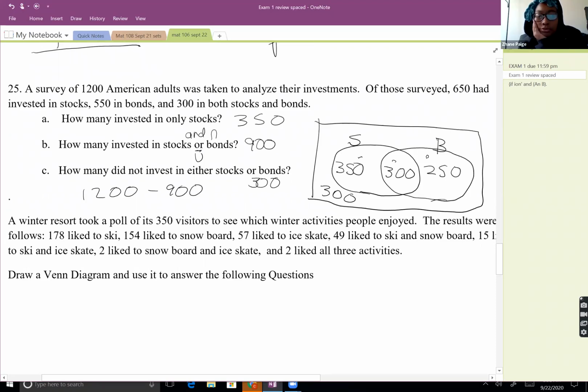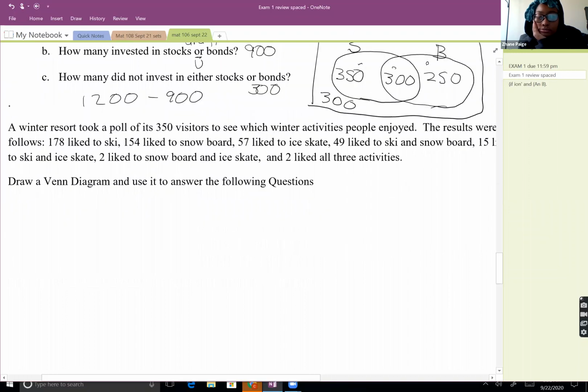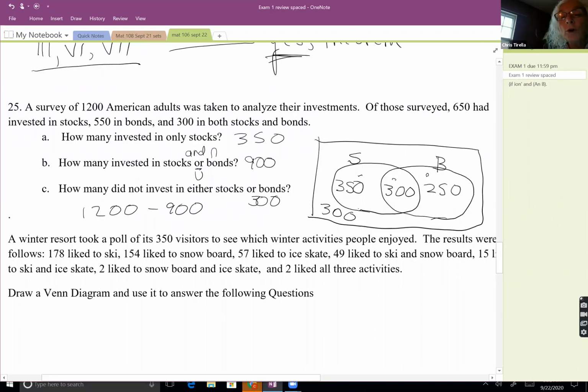How'd you find the 350 and 250 again? We know that for the 350, the whole stock circle has to get up to 650. So we took the 650, and then we saw that there were 300 in there already. So we had to subtract out what was in there already.